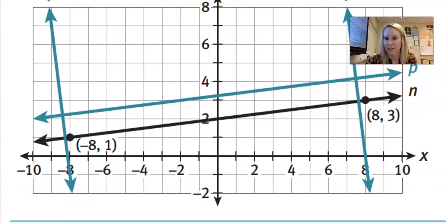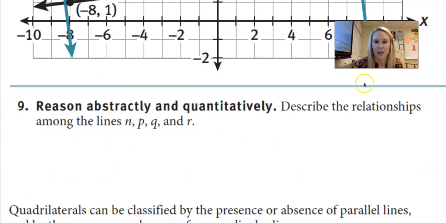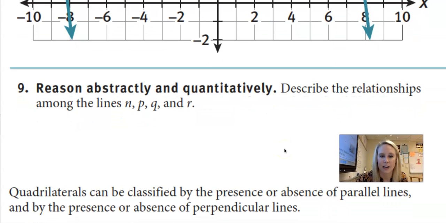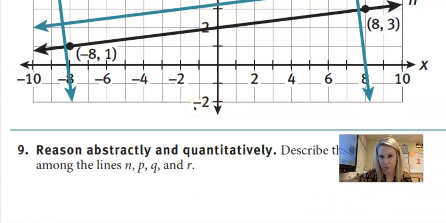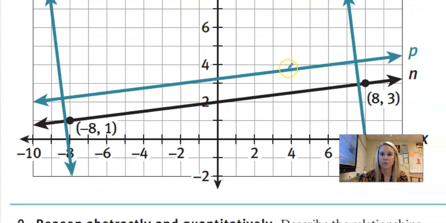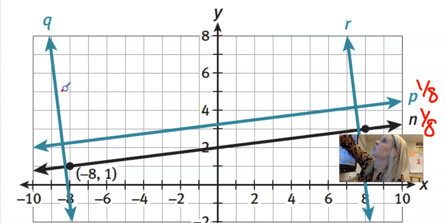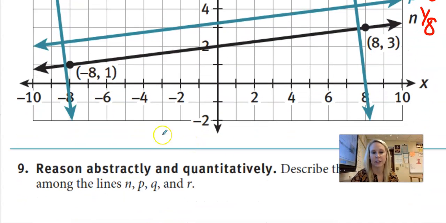So I gave us a little shortcut. Here's the answer. All right, I want you to try number 9 and number 10. So number 9 says, reason abstractly, quantitatively. Describe the relationships among the lines N, P, Q, and R. So if you'll remember, P had a slope of 1/8, N had a slope of 1/8, Q had a slope of -8, same thing, R had a slope of -8. So I want you to tell me what you know about the relationships of those lines, and then try number 10.